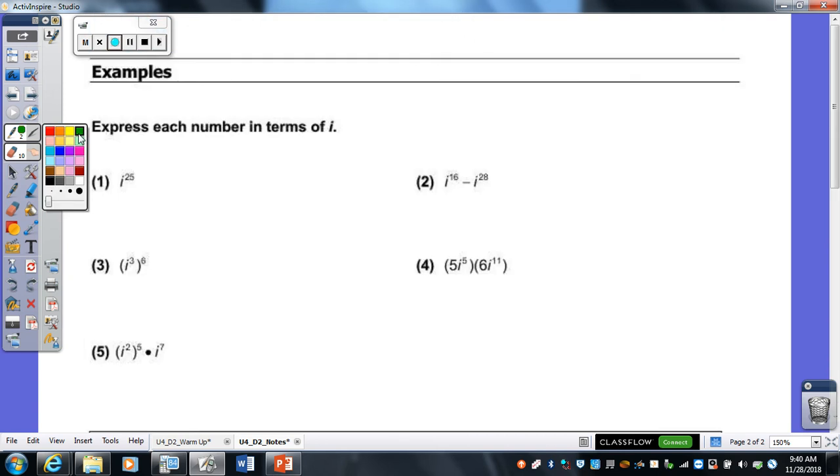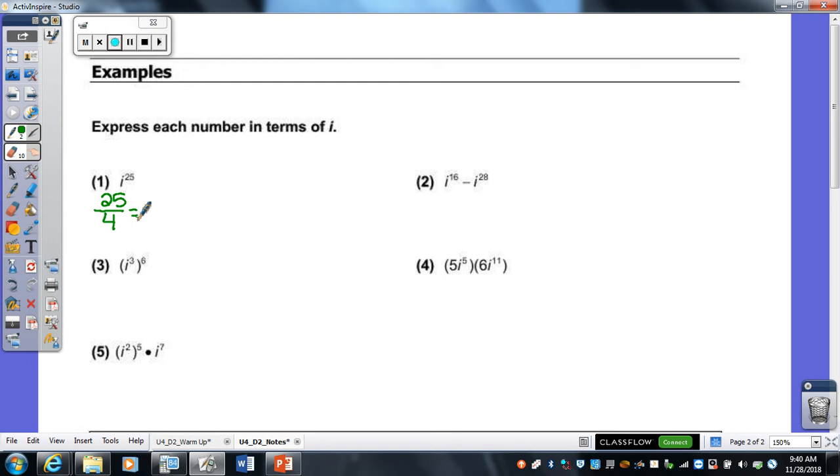Let's try some examples on the back. So we're going to be simplifying these and expressing them in terms of i. Again, i to the first, -1, -i, or i to the first. When you simplify, you should have nothing higher than i to the first. So for this one, 25, divide that by 4. Let's see what we get.